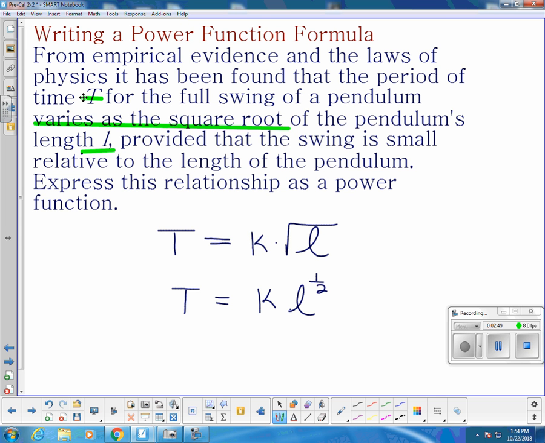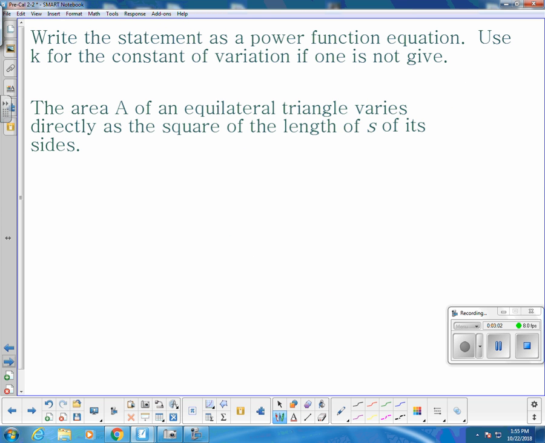Let's try another one. There's a question that basically says this. What's the power and what's the constant of variation? Okay? So the area of an equilateral triangle varies directly as the square of the length s. So it would be s squared. And that's it. Nothing crazy hard.